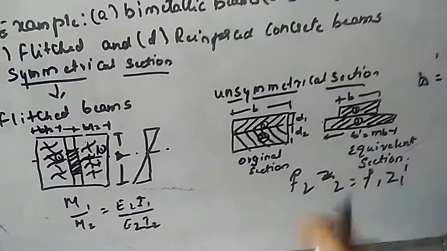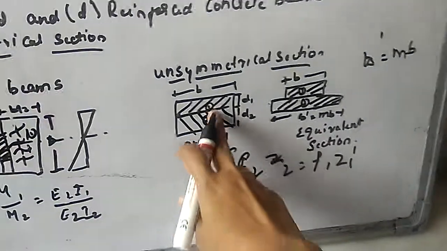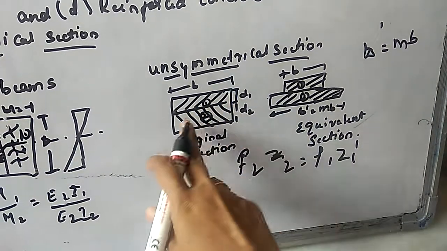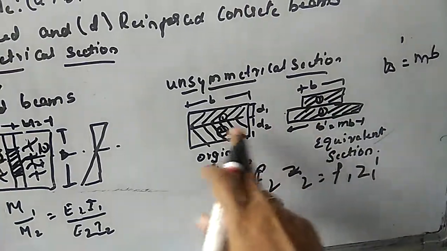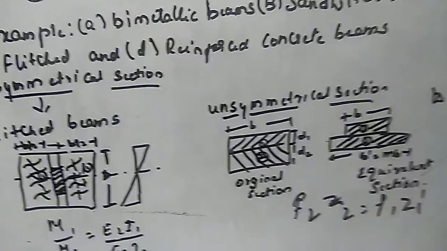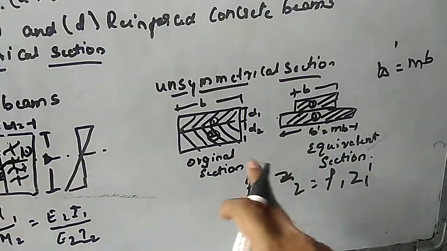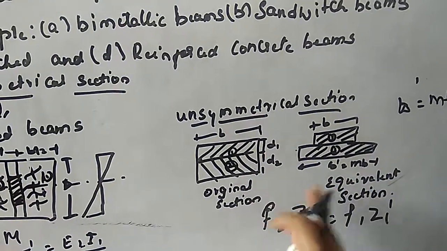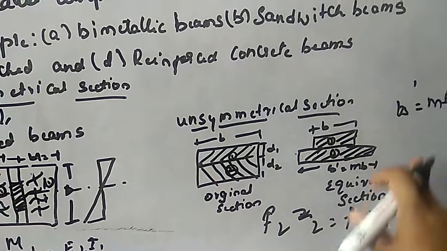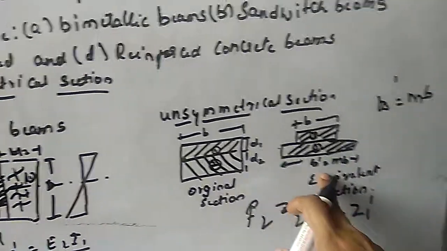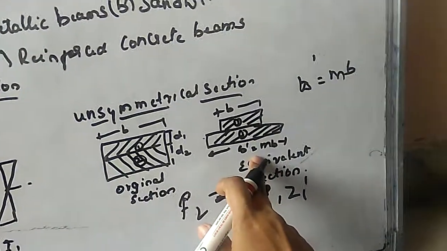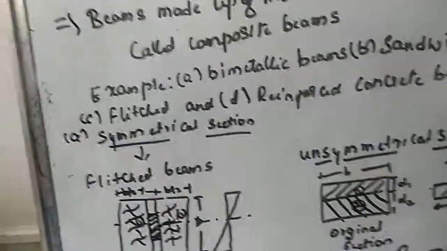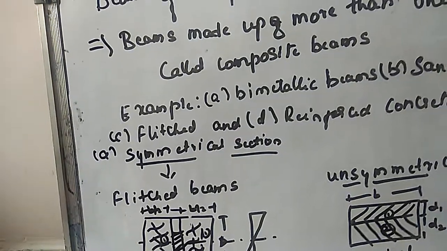In the unsymmetrical section, we took the original section and divided it into parts: one material as d1 and the other material as d2. To calculate the neutral axis of bending, I converted the original section into an equivalent section, and obtained the equation b dash is equal to m into b. You can see this in the equivalent section. Z1 dash and Z2 dash are proportional to b.